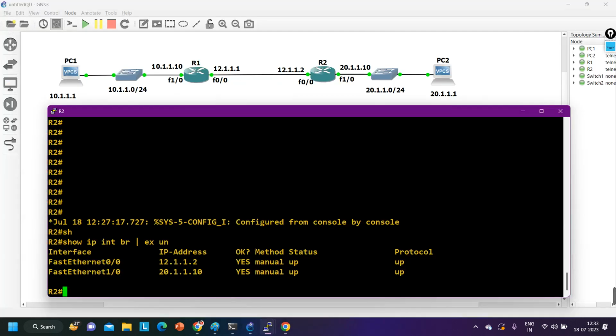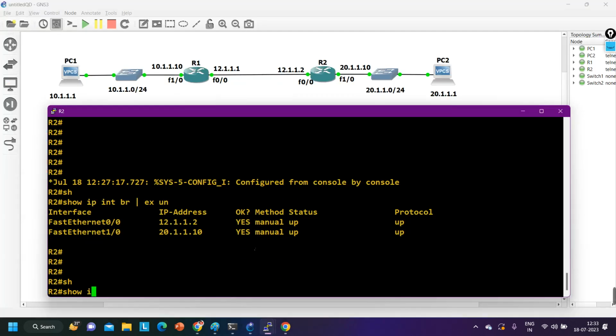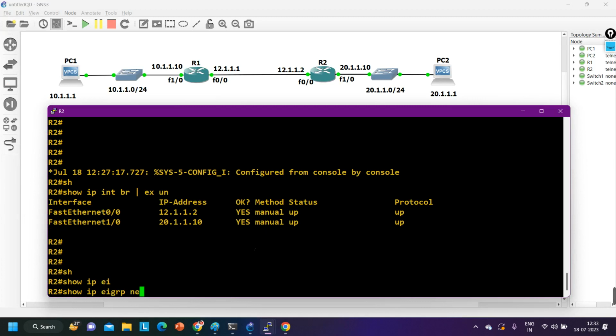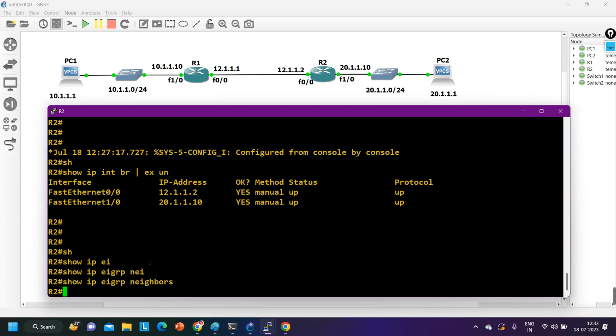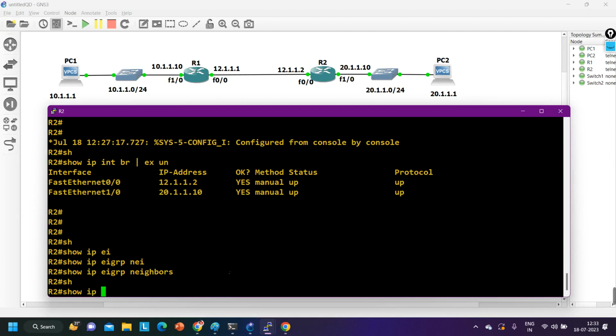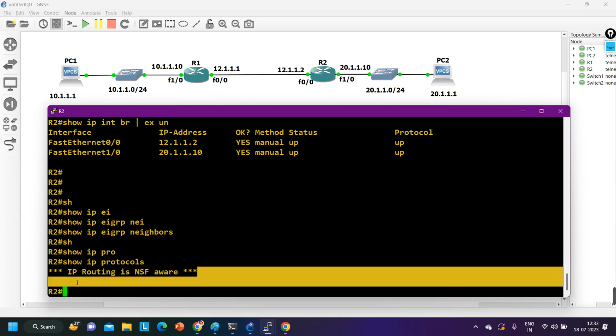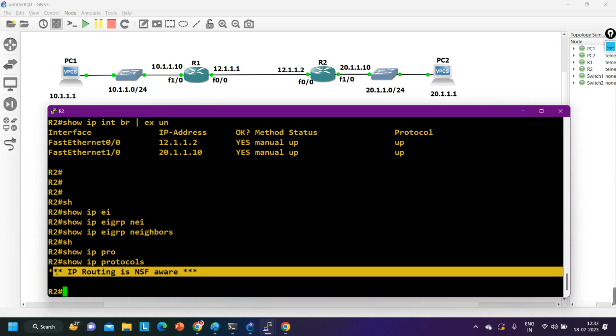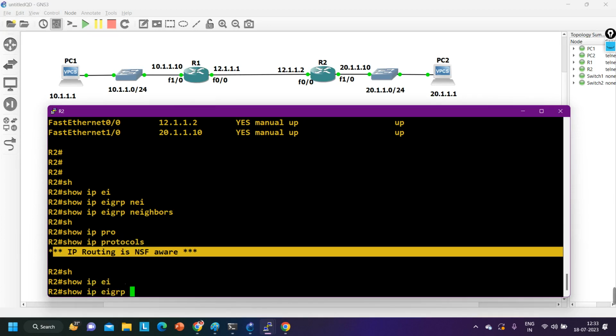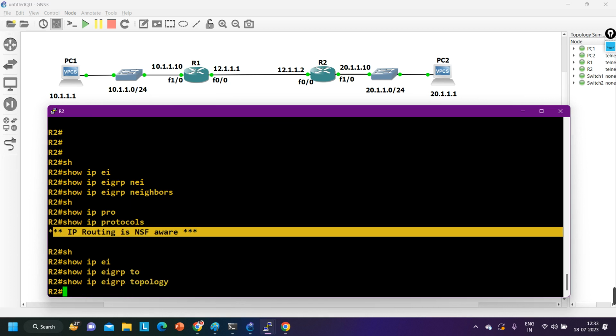Now let me take you to router 2. I am going to configure EIGRP on router 2. Here also, show ip eigrp neighbor. You can see there is no EIGRP neighborship and EIGRP is not enabled on this router. In show ip protocol, you can see the routing protocol is NSF, meaning there is no routing protocol configured on this router. And show ip eigrp topology: the topology table is empty, the routing table is empty, right? We are not running any routing protocol.